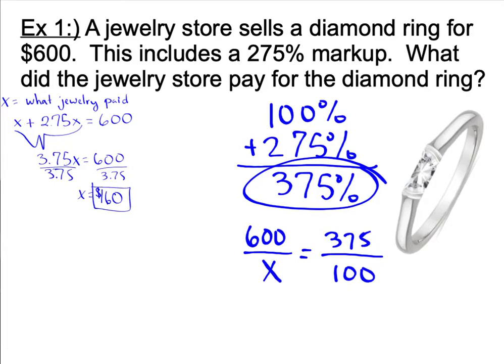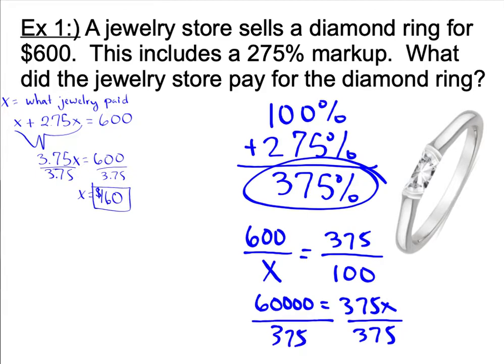And this would be the setup using the percent proportion. 600 is the sell price, X is the original price, and it is 375% of whatever the original was. And then when we cross multiply and solve here, 600 times 100 is 60,000, and that equals 375x. You can go ahead and divide by 375 on both sides. And x equals 160, just the same as we got over here.